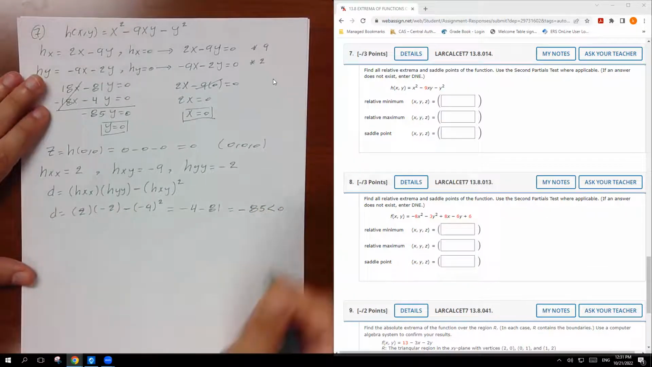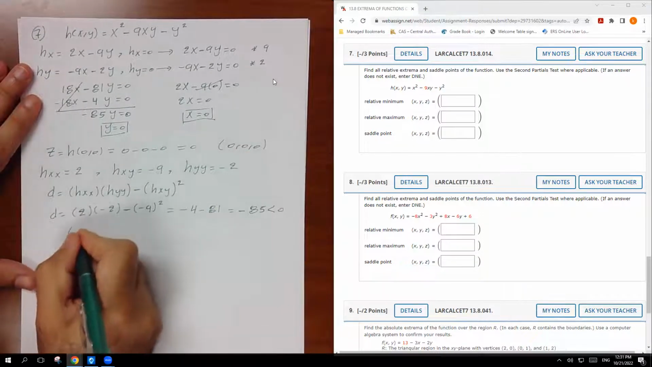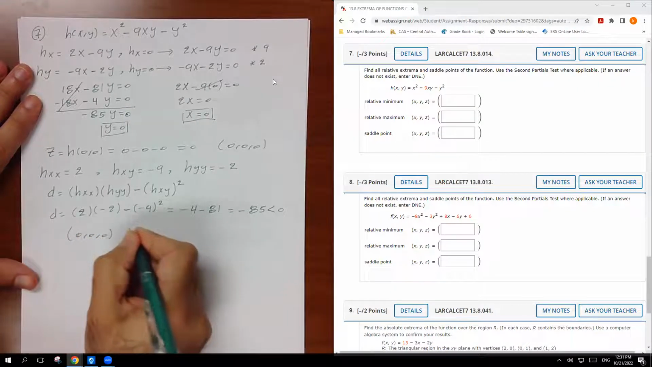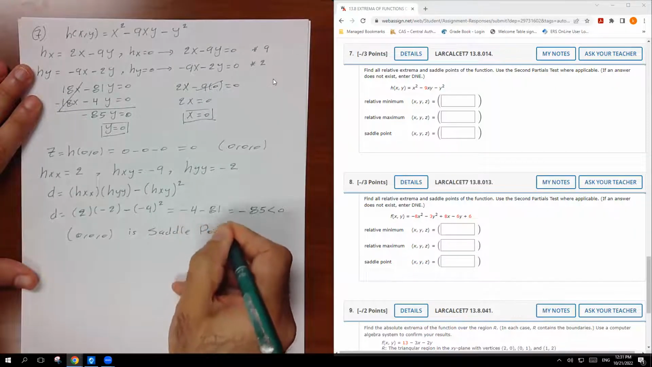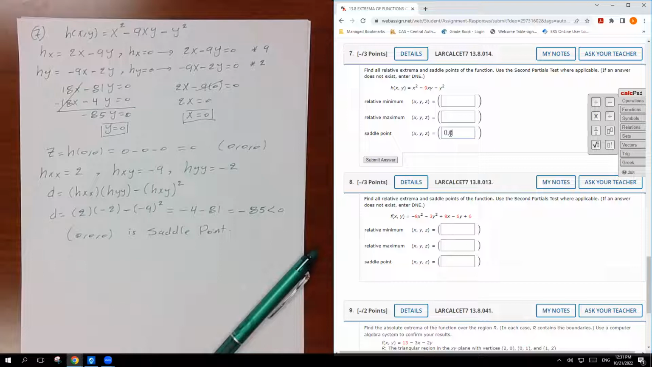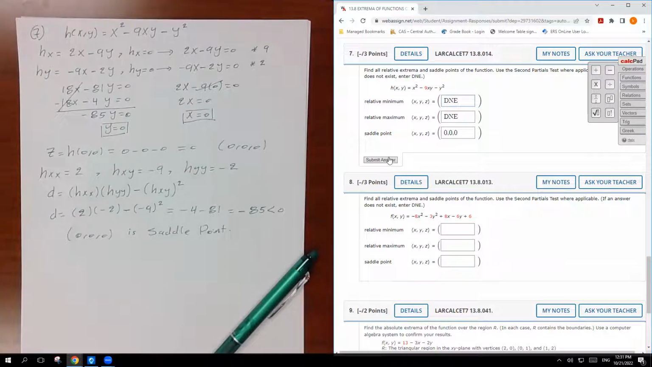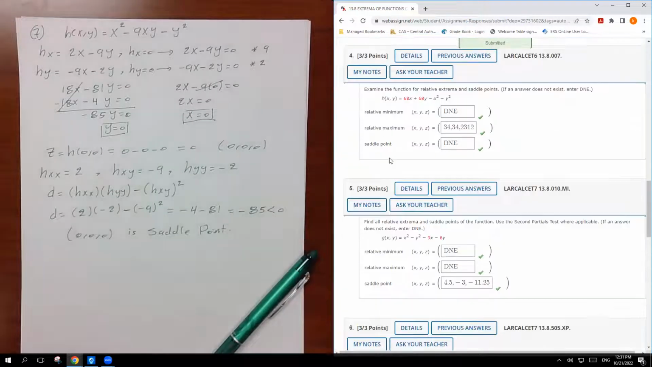Well, this one is less than 0, that means, that's it. We don't have to do more, this point is a saddle point. That's it for this example. We're going to check saddle point, just 0, 0, 0. And we're going to type here D and E. This is for example 7. And again, we're going to do the same thing with example 8.